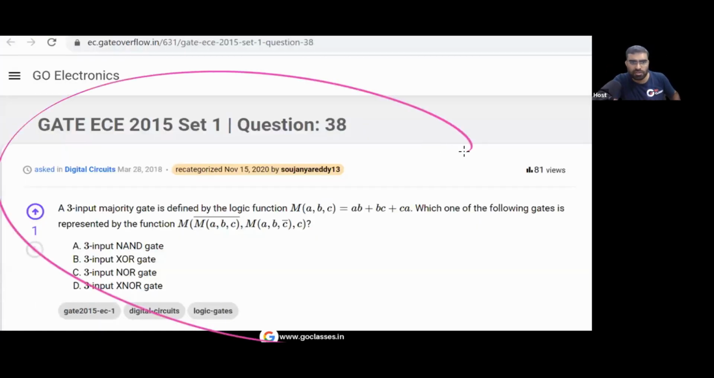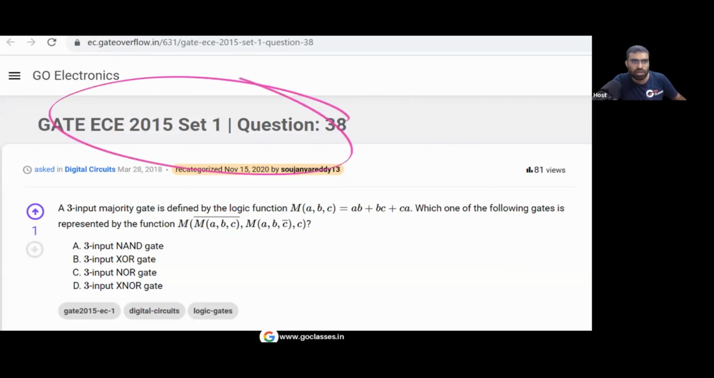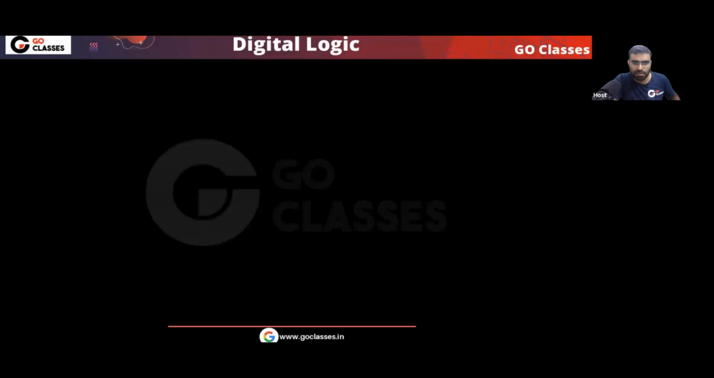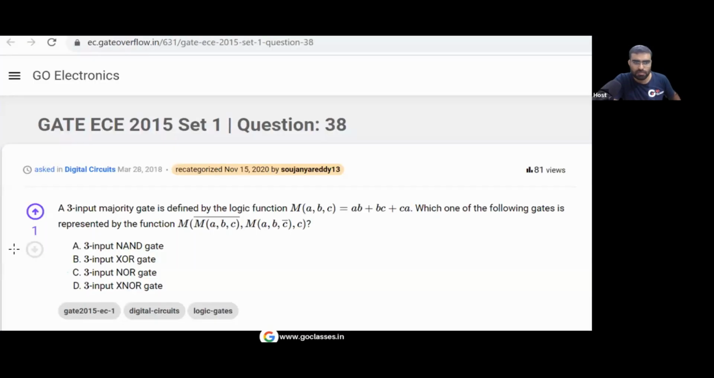Now let's see this question. This is a GATE Electronics 2015 question, a very nice question, a beautiful question. Let's solve it. The question says a 3-input majority gate is defined by this function, M(A,B,C) equal to AB or BC or CA. Which of the following gates is represented by this function? A new function is given to you.